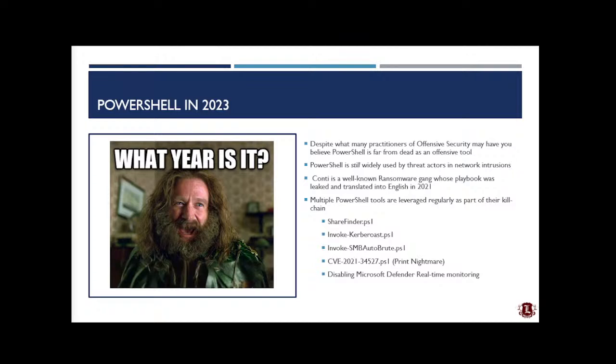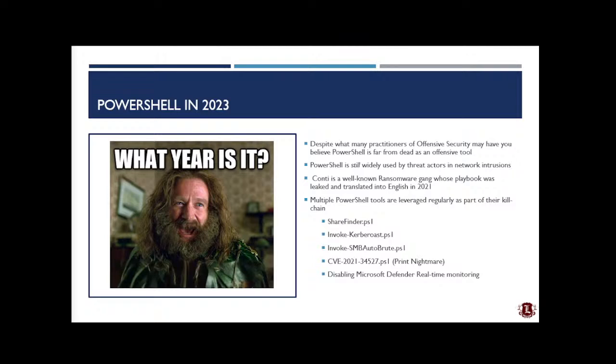Conti is a well-known ransomware gang, and their playbook, which they hand to their operators, telling them what to do in a network intrusion, was leaked and translated to English in 2021. There are multiple references to the tools that are leveraged as part of what we would call a kill chain, right? When they get into the network and navigate through it, we would call this a kill chain.